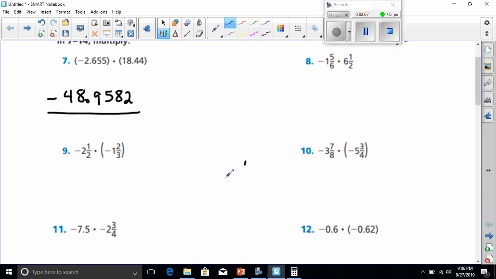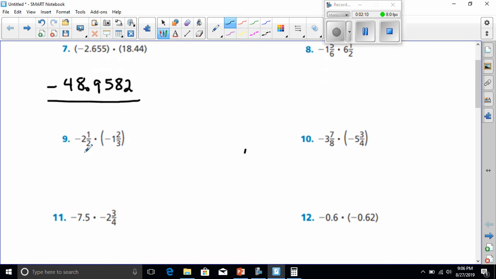All right, let's move on to number 9, because you guys have the even ones. Number 9 says we have negative 2.5 times negative 1 2/3. Well, now we have to turn these fractions, or these mixed numbers, into improper fractions, right? So the first one we're going to have is 2 times 2 is 4, and 4 plus 1 is 5. So this is really going to be negative 5 over 2. And that's going to be multiplied to, well, this is 3 times 1, and it's a negative number as well. 3 times 1 is 3, and 3 plus 2 is 5. So that's going to be 5 over 3.